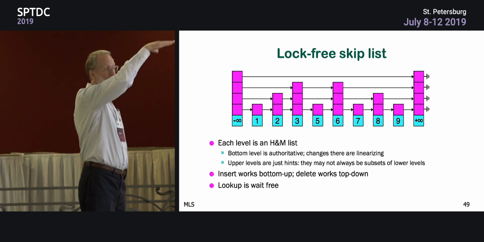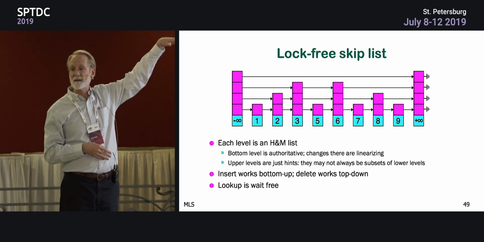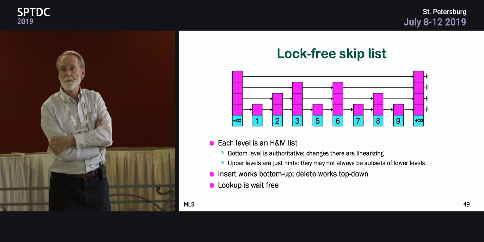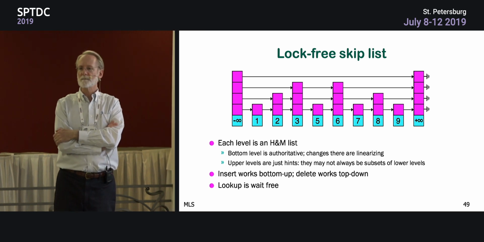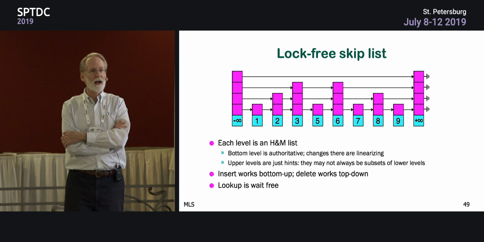So you want the exponentially decreasing probabilities, and that gives you the expectation that each list will have half as many elements as the list below it. And that goes back to the original sequential algorithm from Bill Pugh.